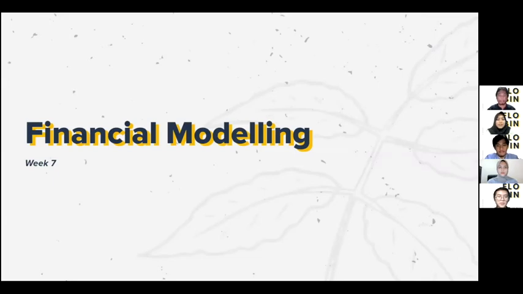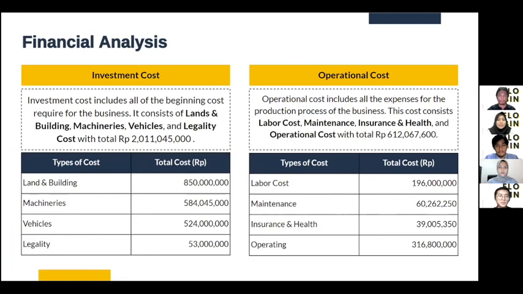The next is the financial modeling of our product for the week 7 assignment. Using this financial analysis, we can analyze the financial condition of our company, Flowbin. Here are 2 primary costs, investment cost and operational cost. First, investment cost is the beginning cost required for the business, and it consists of land and building cost, machinery cost, vehicle cost, and legality costs, with the details below.